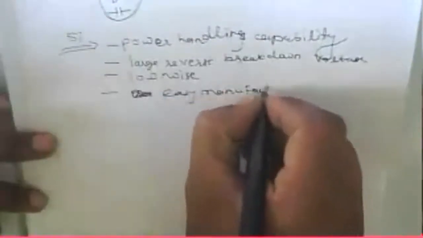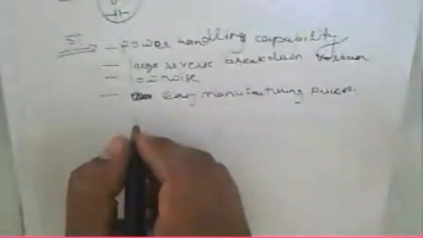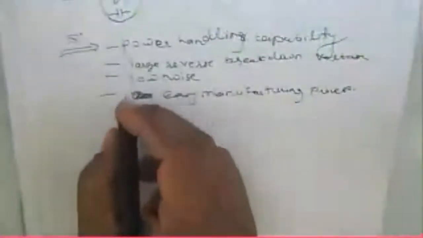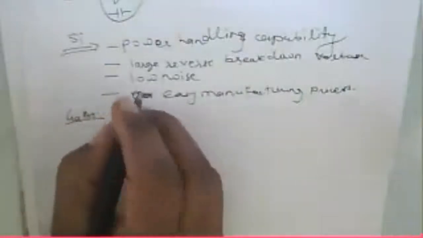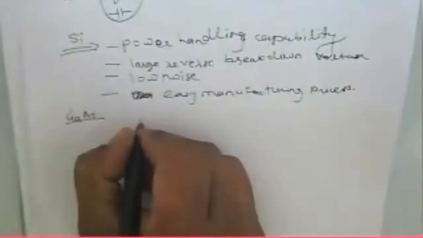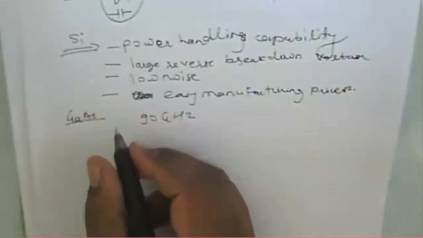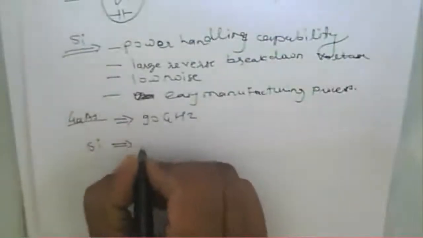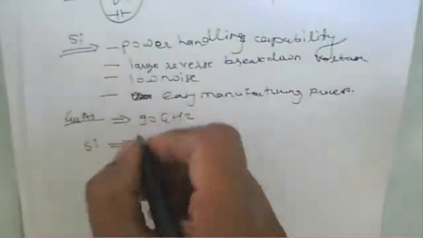Okay, the manufacturing process is very easy if we consider a silicon material channel. Easy manufacturing process. And this varactor diode, if we consider a varactor diode with GaAs, it will work above 90 gigahertz.